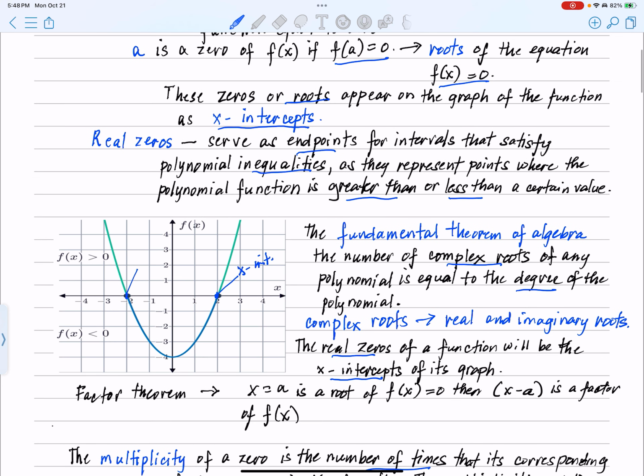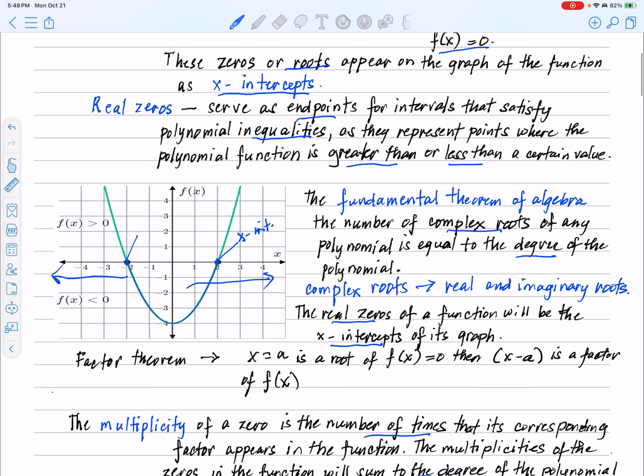Real zeros serve as endpoints for intervals that satisfy polynomial inequalities, as they represent points where the polynomial function is greater than or less than a certain value. We're going to talk about this later on. You see this right side of the function would be greater than 0 and the left side would be less than 0. That is what we mean by greater than or less than a certain value.